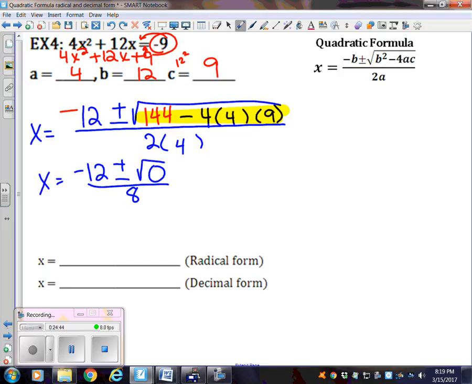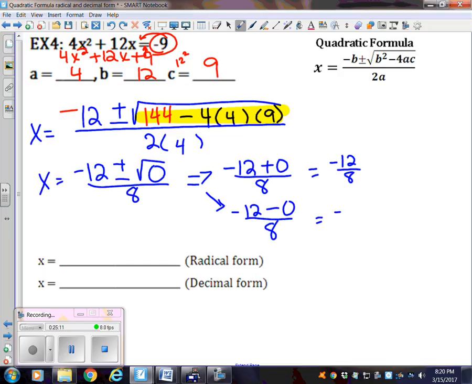This is something new. We haven't seen 0 before. This is actually one of those problems that technically has only one solution. The square root of 0 is just 0. So this becomes negative 12 plus 0, divided by 8. It also becomes negative 12 subtract 0, divided by 8. Does everybody see that I'm going to get negative 12 over 8 for both answers? So really, there's only one solution.